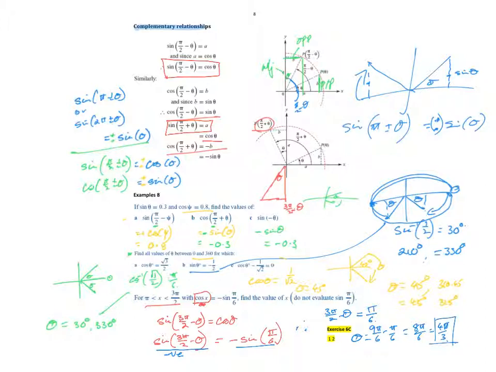So if we want to check that, the angle is in the domain that I want, so that's good. What is cos of 4 pi on 3? It's the same as negative cos pi on 3, which is negative a half. And if I check the right-hand side here, negative sine pi on 6 is also negative a half.